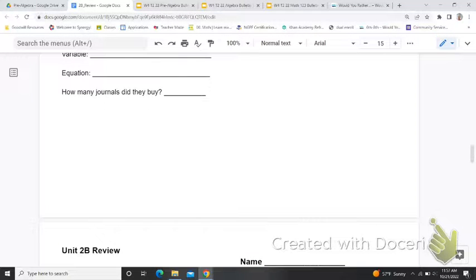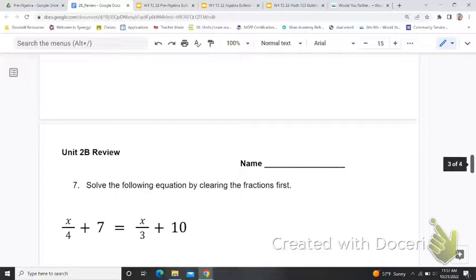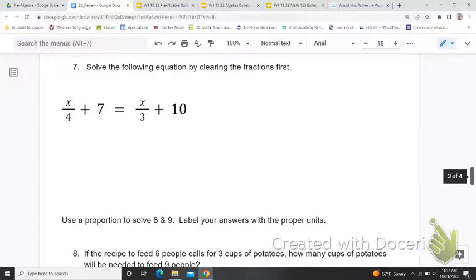So we have some other, these are not all in the same order as what we did them in our packet. We also did some equations where we cleared the fractions. And remember, to clear the fractions, you need to multiply by the lowest common multiple of the denominators, or some common multiple of the denominators. In this case, I see a 4 and a 3, so 4 times 3 is 12, and that actually is their lowest common multiple. So every term is going to get multiplied by 12.